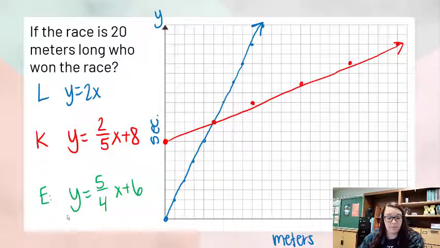Lastly, Evie. So she starts at 6 meters in, and she rises 5 for every 4 seconds.